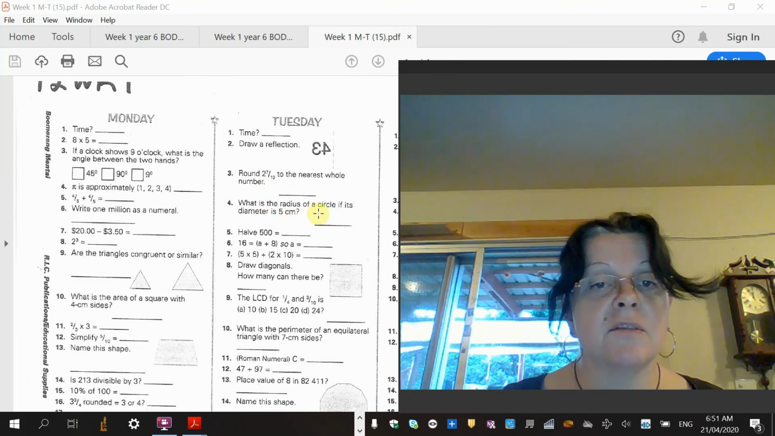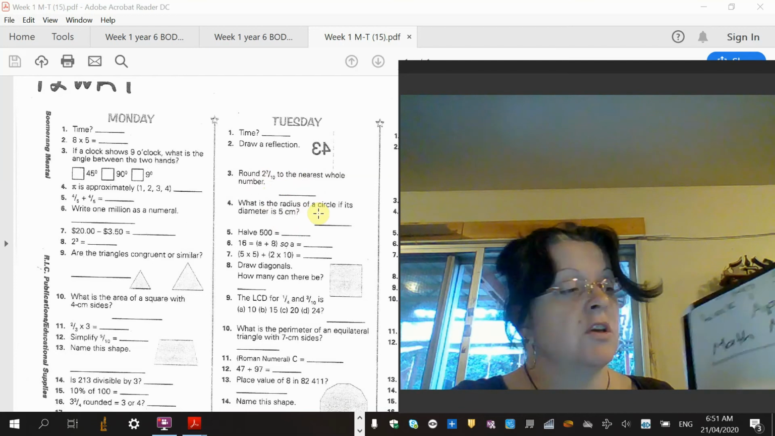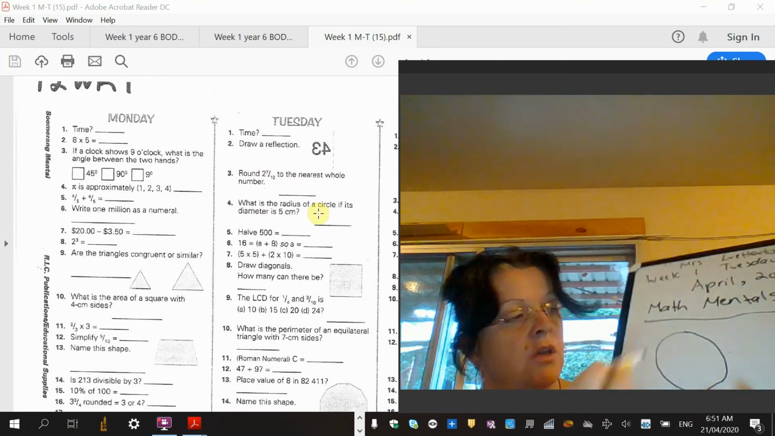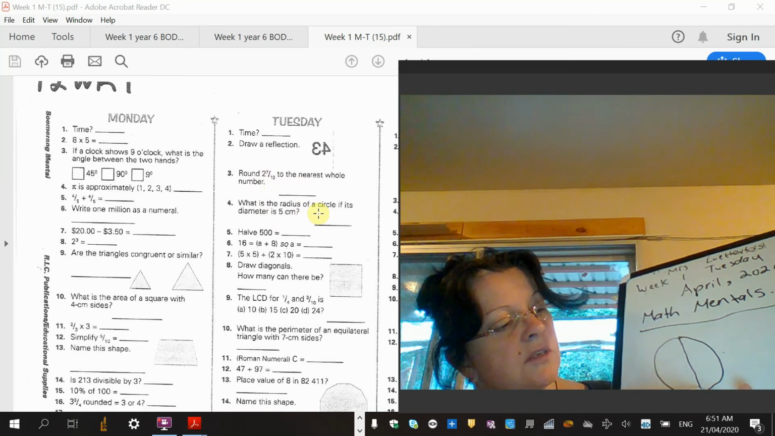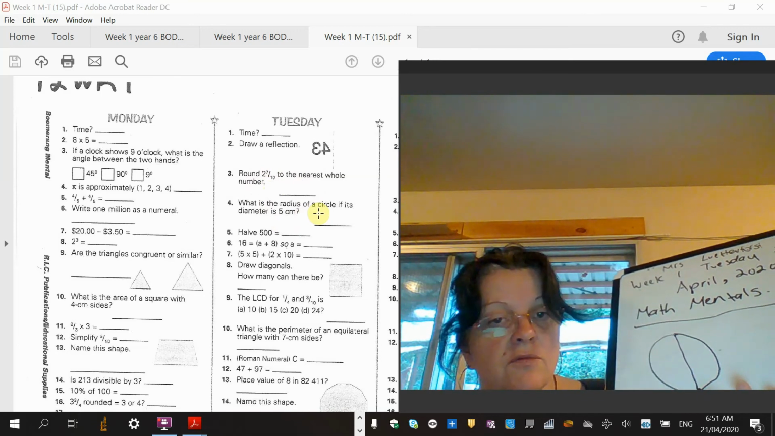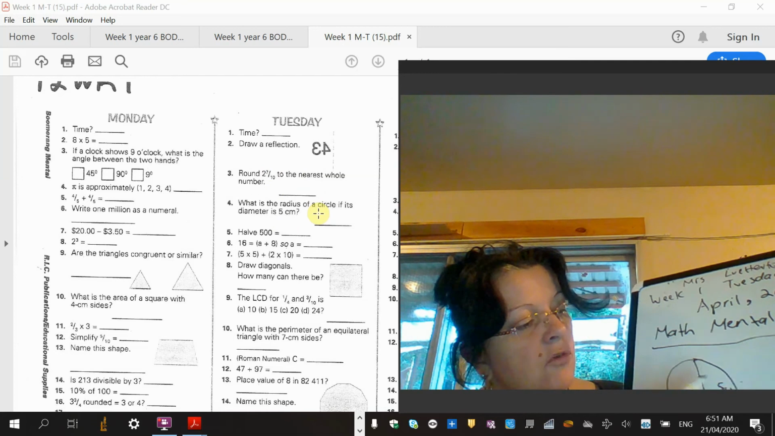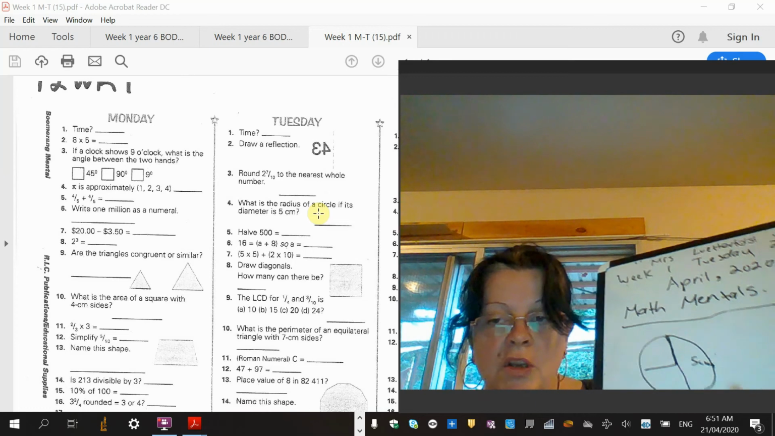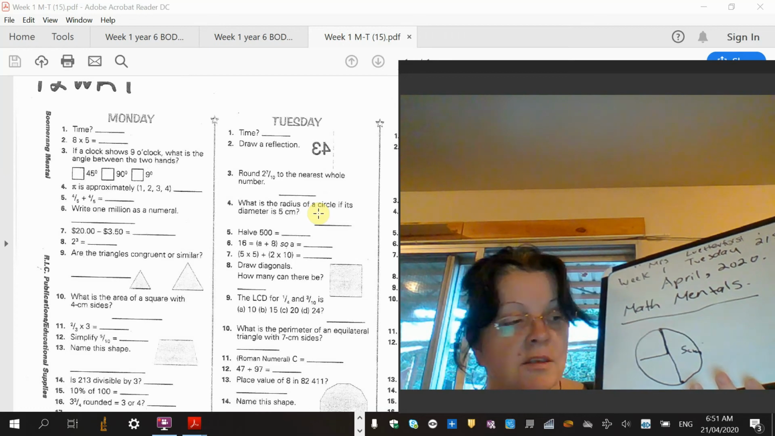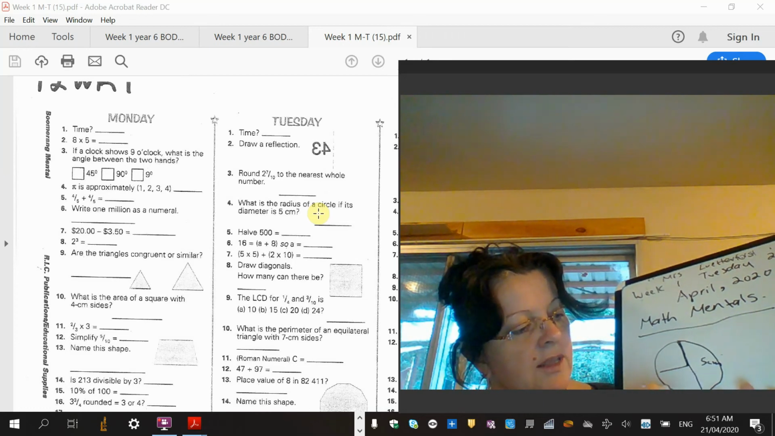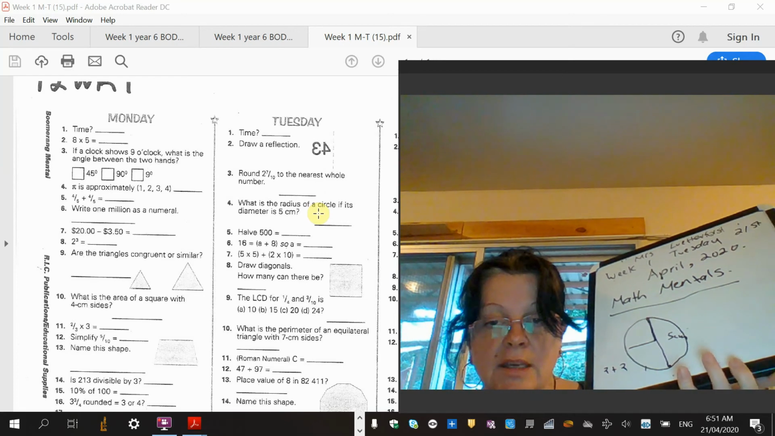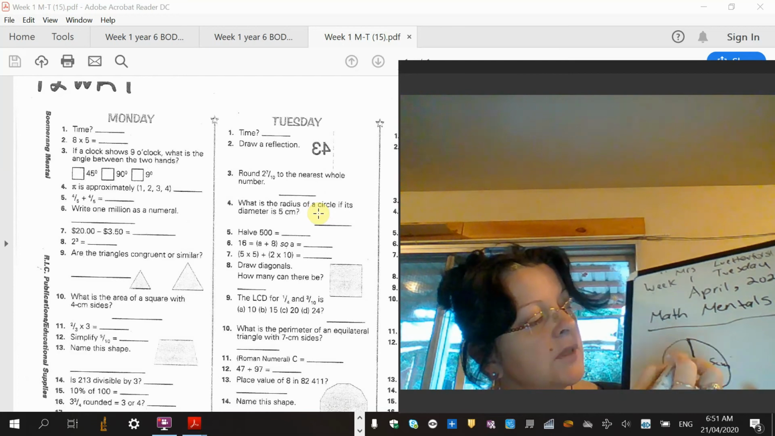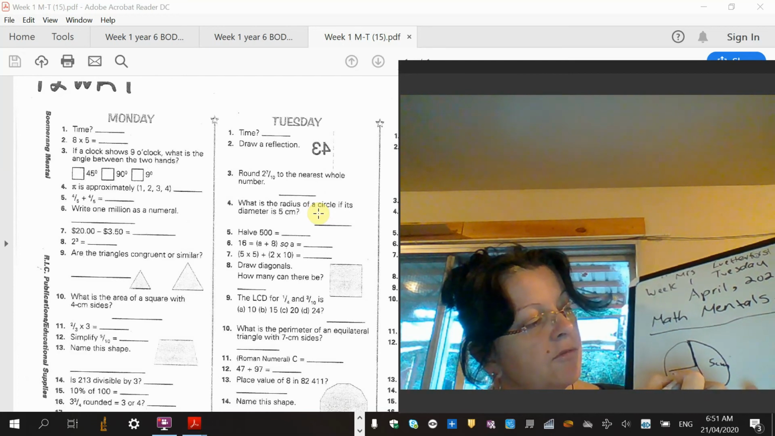What is the radius of a circle if its diameter is 5 centimetres? A diameter is the whole circle from one side to the other. So the diameter of this circle is 5 centimetres. A radius is half of the diameter. So half of 5 is 2 plus 2, and then there's 1 left over, so we split that 1 into half and it's 0.5. So write that down, the radius would be 2.5 centimetres.